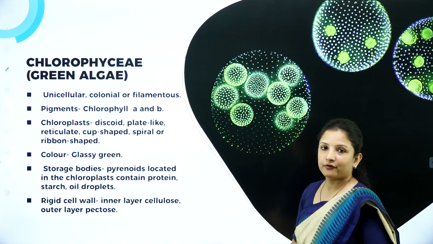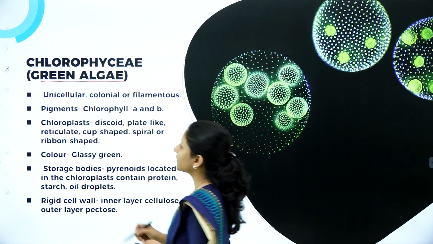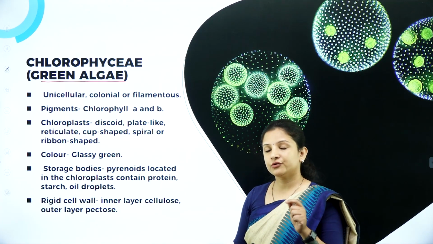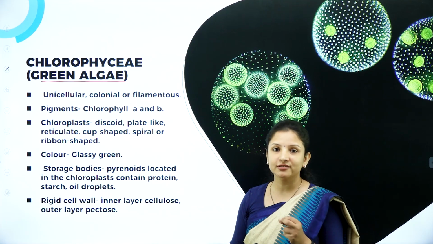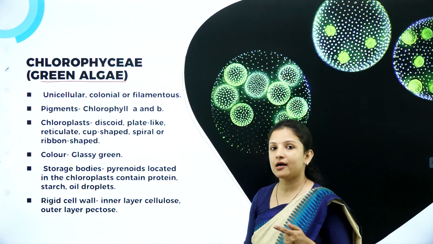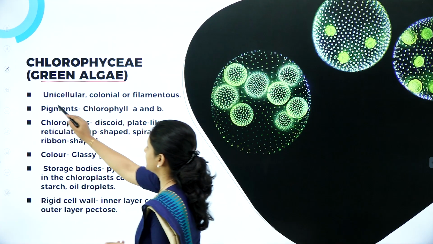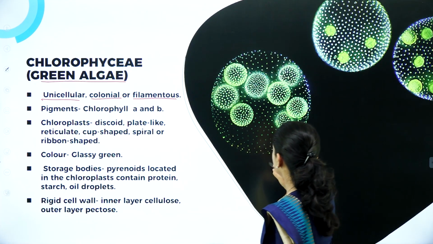Talking about Chlorophyceae, as I told you, also called the green algae, they are unicellular. Remember, Chlorophyceae members are unicellular in nature, whereas the other two, Phaeophyceae and Rhodophyceae, are multicellular. So they are unicellular. They can be either colonial. So this is colonial.